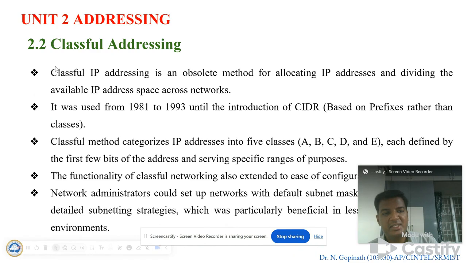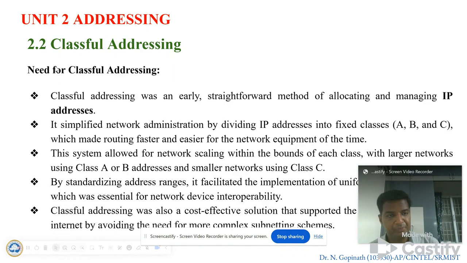Next is classful addressing. Classful IP addressing is an obsolete method for allocating IP addresses and dividing the available IP address space across networks. It was used from 1981 to 1993 until the introduction of CIDR, that is based on prefixes rather than classes. The classful method categorizes IP addresses into 5 classes, that is A, B, C, D and E, each defined by the first few bits of the address and serving a range of purposes.